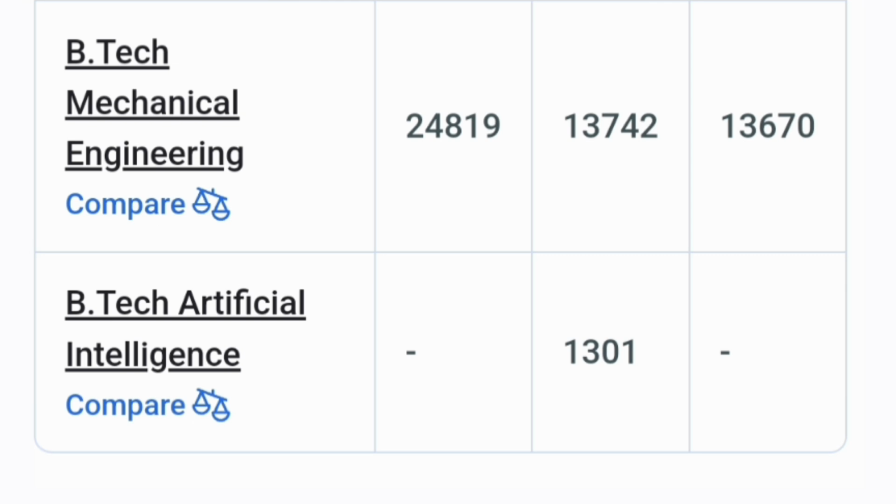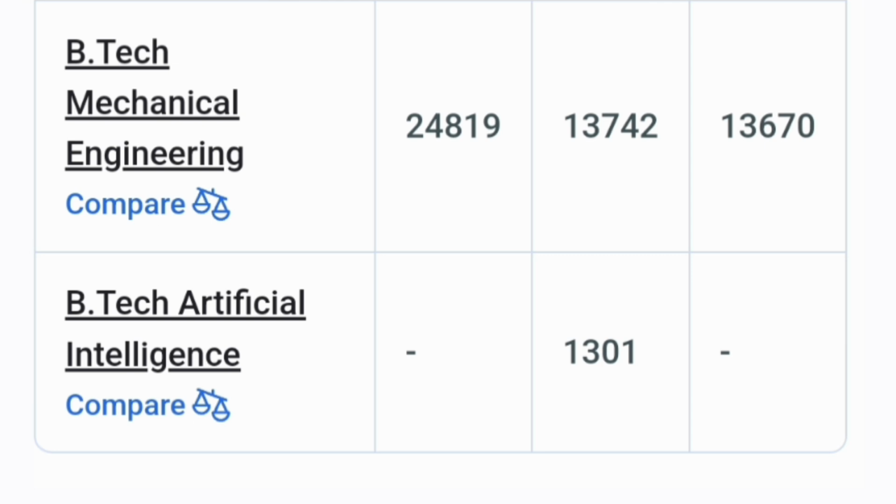Now let's move to the next branch, which is BTech Mechanical Engineering. Here again the cutoff has moved very heavily. Rank 13,600 was available for mechanical, then it moved to 13,700 in the same year, which is a similar cutoff. But suddenly last year it moved to 25,000 rank, almost 24,819. So this is a decent option.